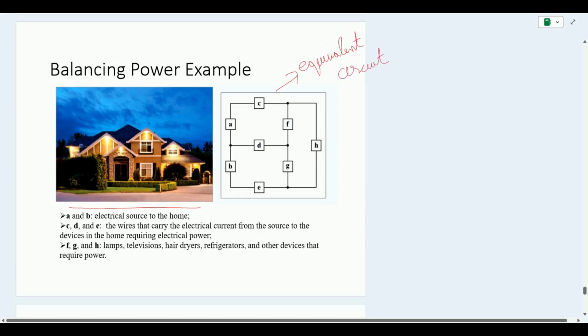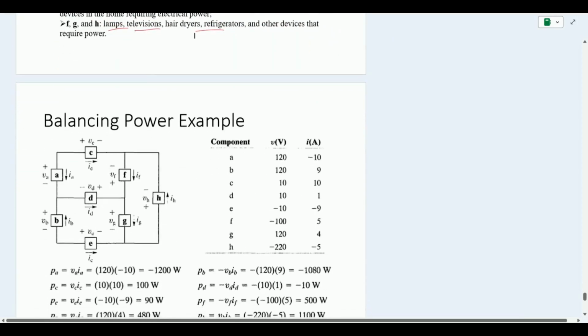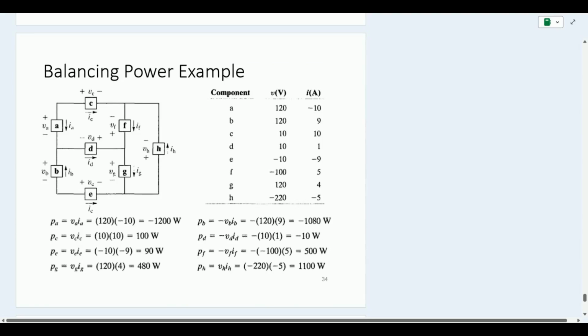What it is showing is that points A and B are acting as electrical sources to this home. C, D, and E are your wires or the electrical mediums which are carrying the currents, and F, G, and H are the appliances, might be televisions, lamps, hair dryers that are consuming. So now what we have been tasked is to use the data provided and figure out, with the passive sign convention, what is the power associated with each element, starting from A and ending at H. The respective values of voltages and currents are provided, and these are the things that we need to find.